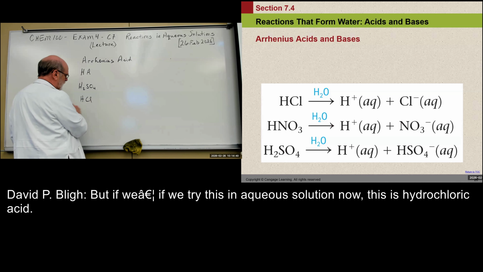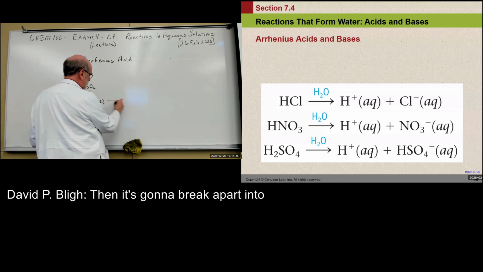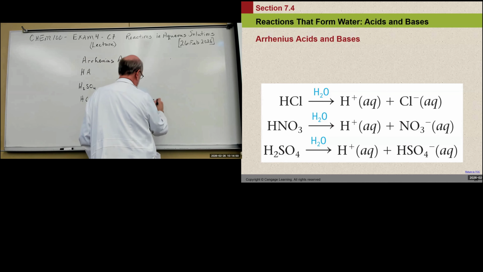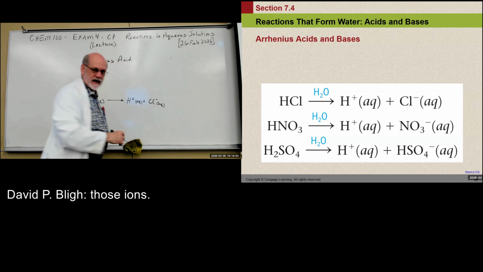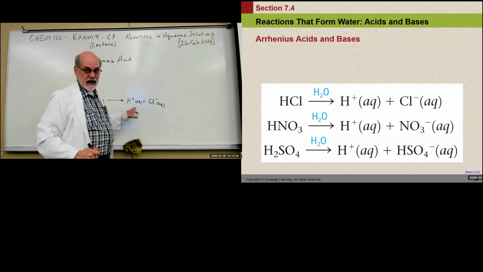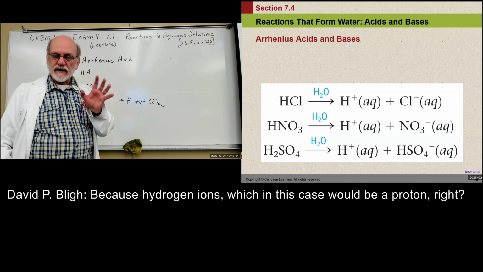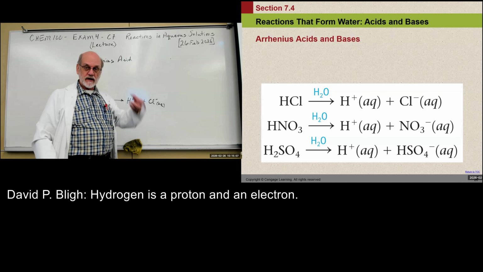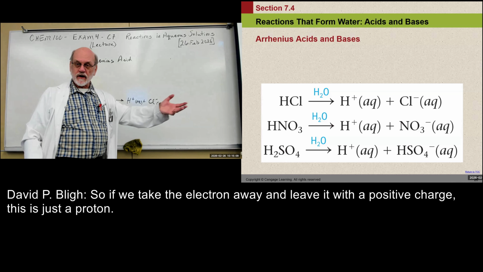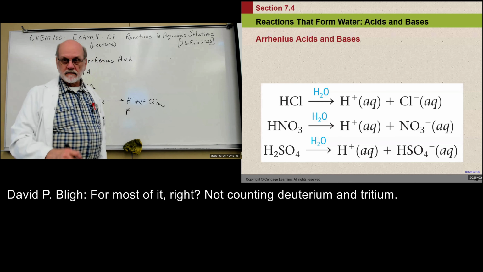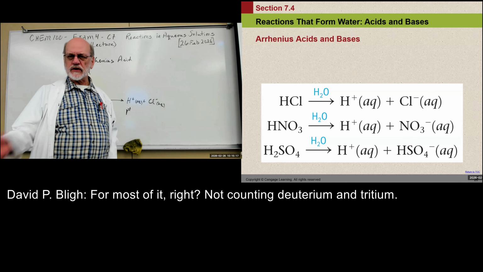But if we try this in aqueous solution, this is hydrochloric acid, then it's going to break apart into those ions. Now, I need to emphasize that this is not what actually happens, because hydrogen ions, which in this case would be a proton, right? Hydrogen is a proton and an electron. So if we take the electron away and leave it with a positive charge, this is just a proton for most of them, right? Not counting deuterium and tritium.